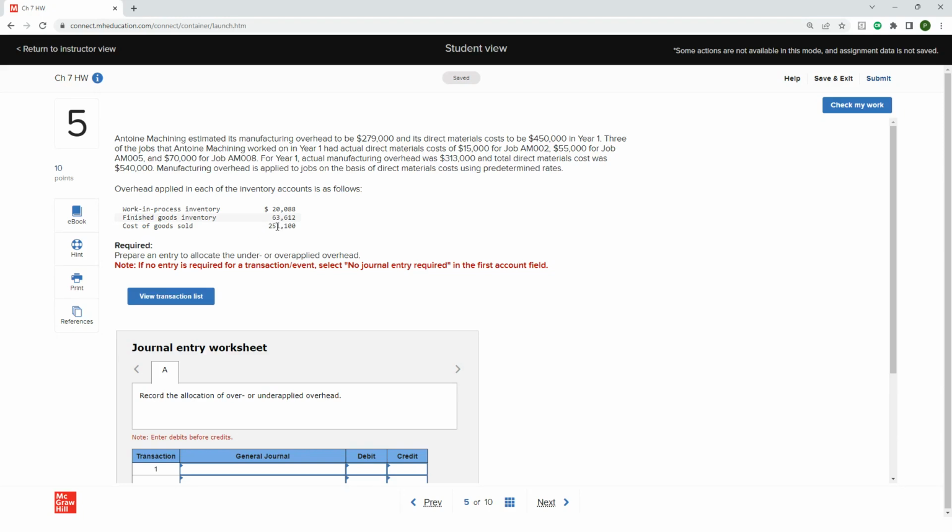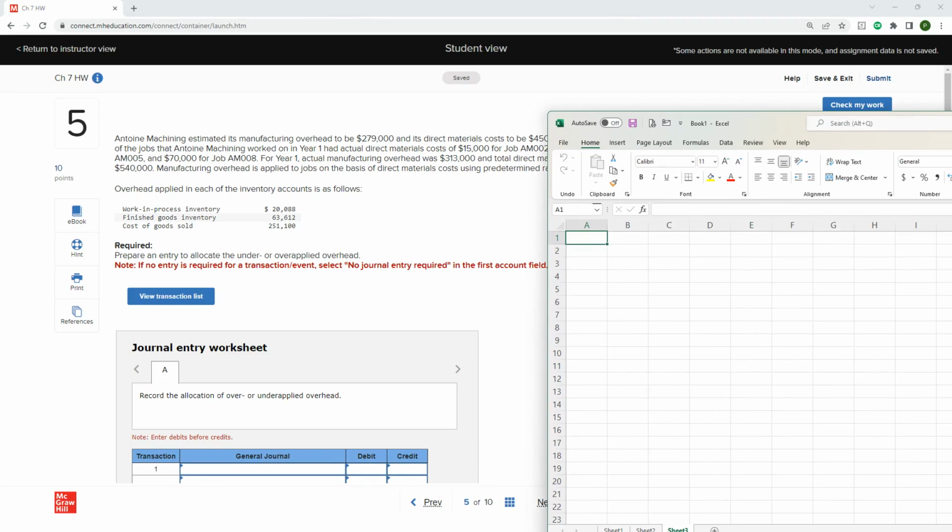If we add up those 3 numbers, we actually get the amount that we calculated in the prior question, so that also indicates that the 2 problems are related. So 20,088 plus 63,612 plus 251,100. We get 334,800 overhead applied, and that's the exact number that we got of applied overhead in the prior question.